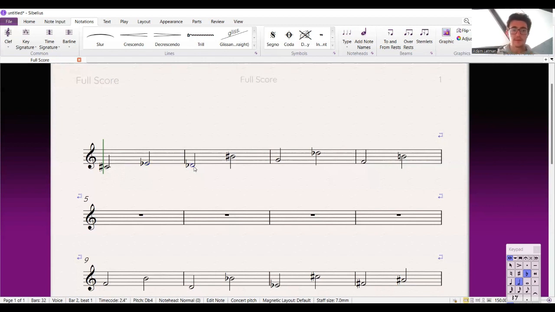Similarly with D, if we do D natural, make these both naturals, we're going to make the D a sharp and we're going to make the B a flat. So it's a really narrow interval. This would be diminished. So here we have a diminished 6th.